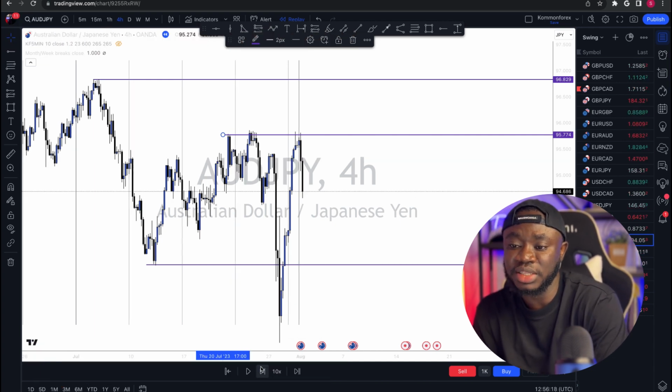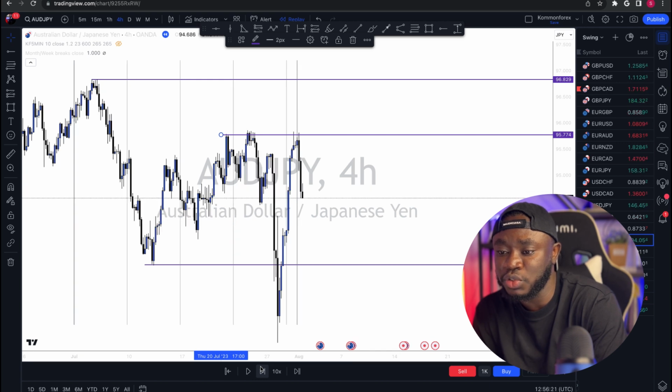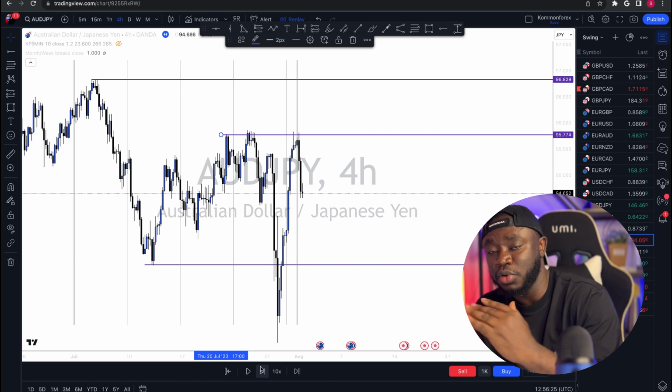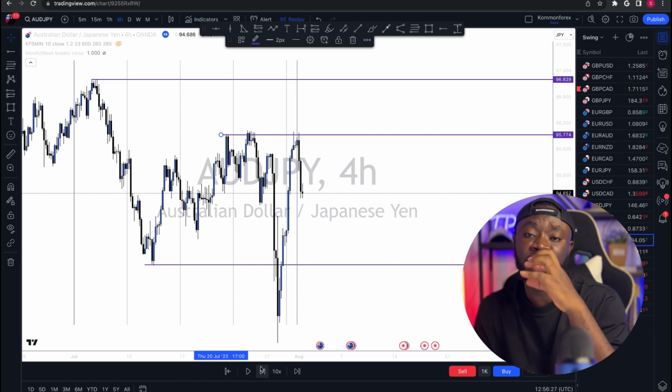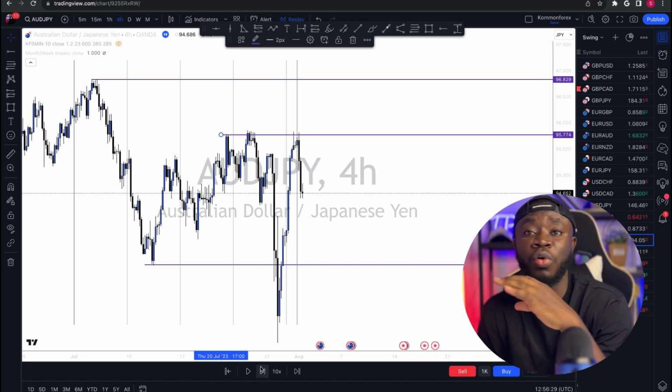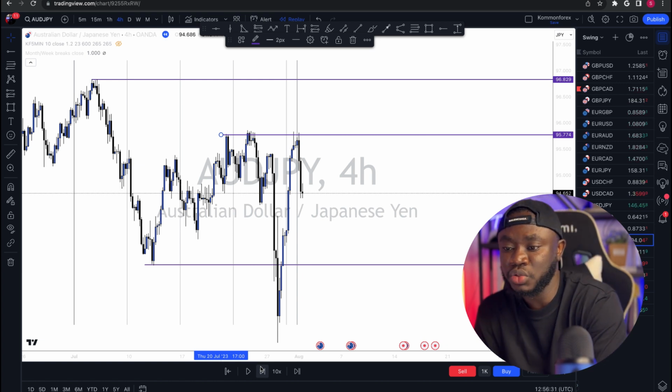Now what happens next is you normally get some form of consolidation happening in here. A consolidation simply means that the market's taking a pause because both the buyers and sellers are fighting to gain control at any key level or any particular zone on the market. So now you have another candle.